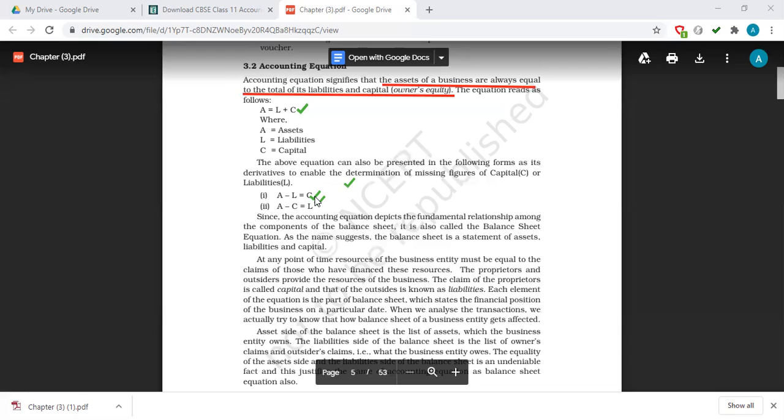Since the accounting equation depicts the fundamental relation among the components of the balance sheet, these are the parts of the balance sheet, students, right? So it is called the balance sheet equation. This is called the balance sheet equation. See, I'm just explaining to you what a balance sheet is.